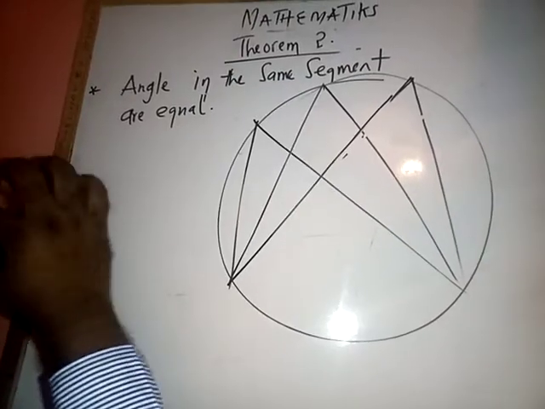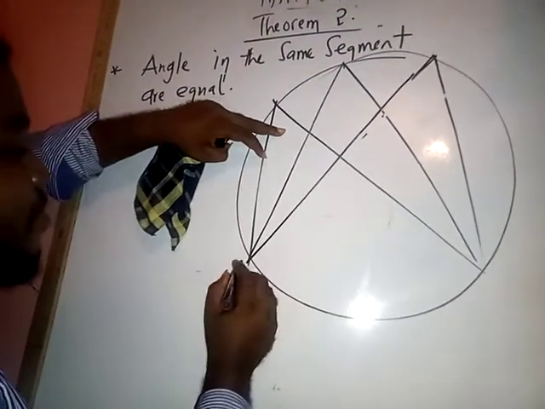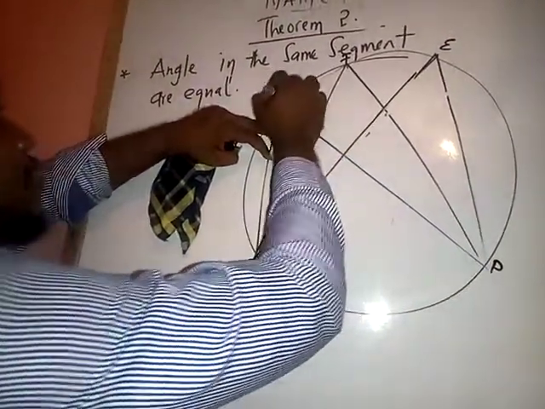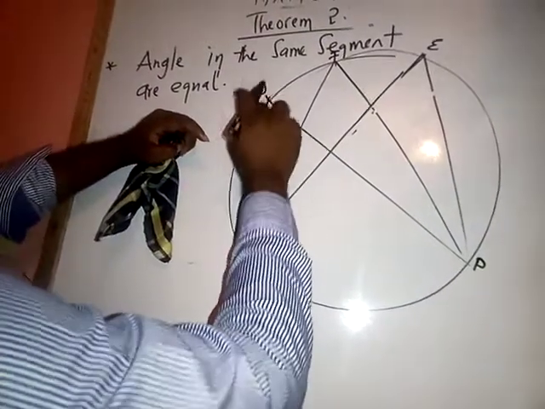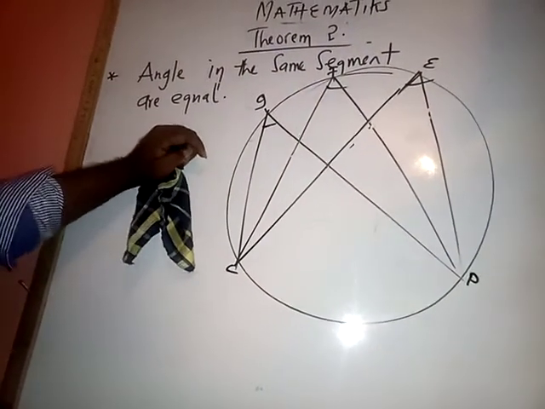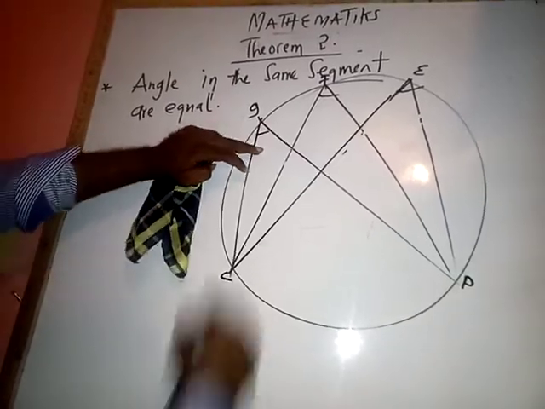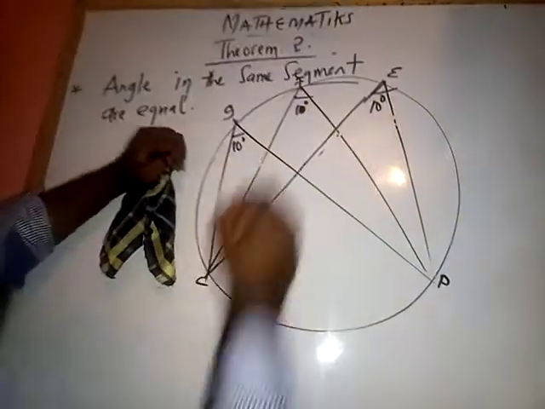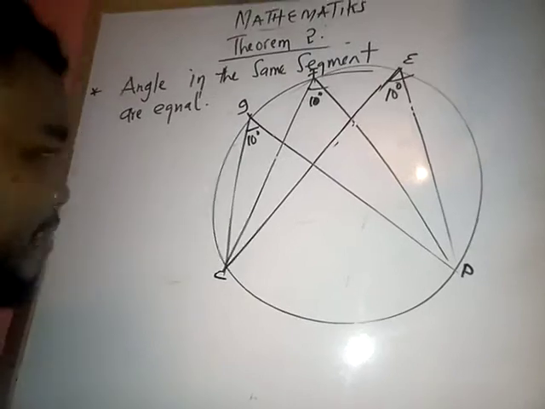And guys, this is another one. Now look at this. Let me name it C, D, E, F, G. These three angles are all in the same segment. Therefore, if here is 10 degrees, here will be 10, here will be 10. Why? Angle in the same segment.